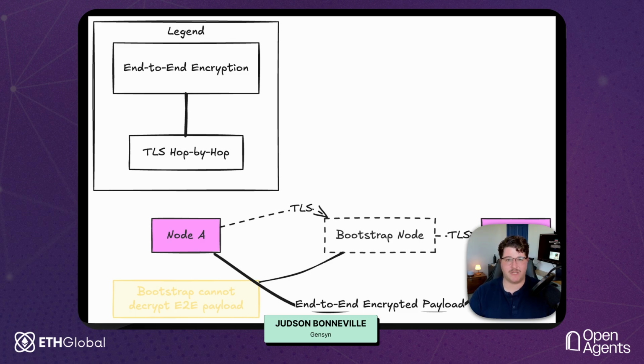There are two layers of encryption at work here. The first is TLS hop by hop, so each time the message hops from one node to another, it's encrypted. And then there's also end-to-end payload encryption. That's what's really nice about using something like AXL, because you don't have to configure any transport layer security yourself. It's already built in.